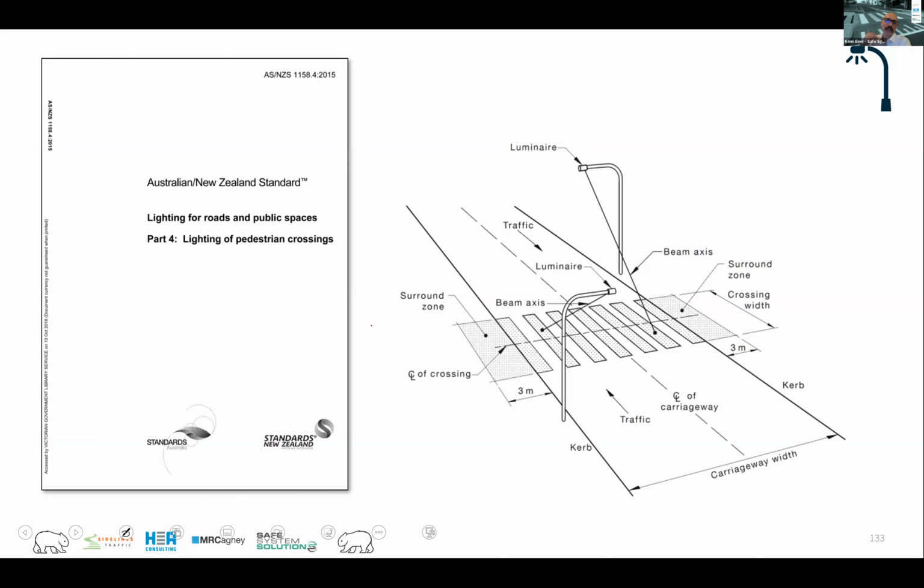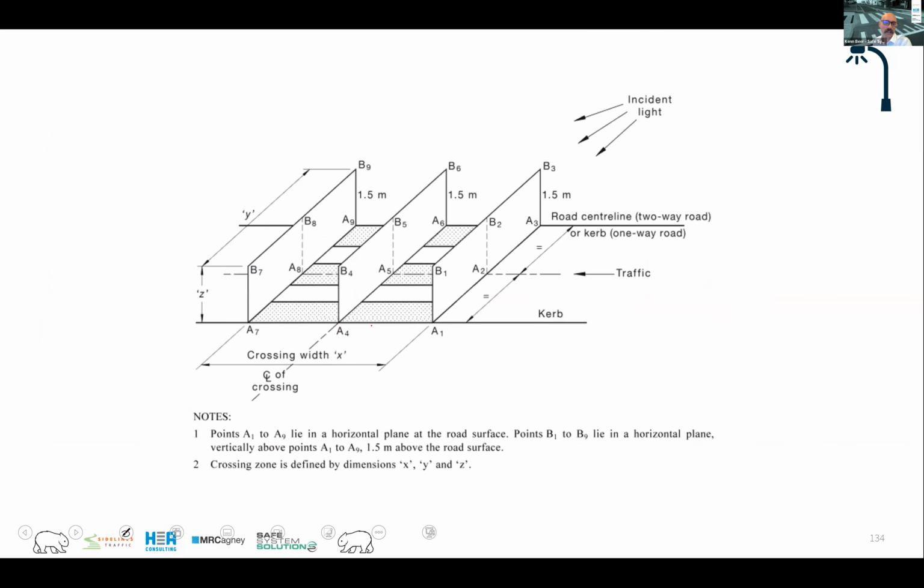But the idea is that you would light the pedestrian in both the horizontal and vertical plane. 18 points of interest for light for your lighting. And this diagram is out of the Australian standard. I think it describes what we're trying to achieve fairly well. Each of those points, you're trying to ensure you have your lighting requirement.